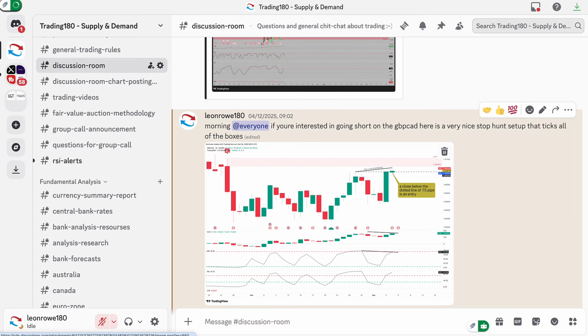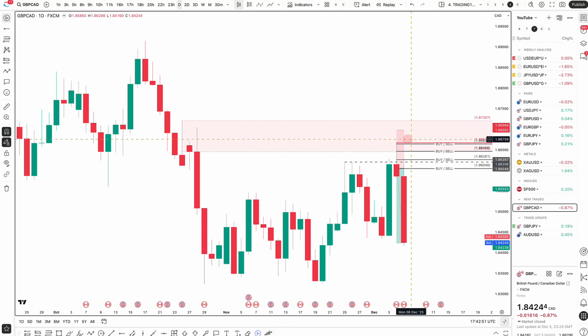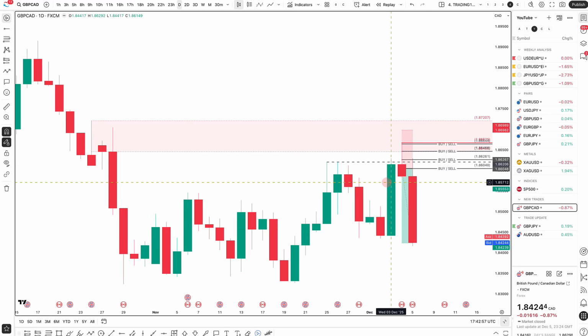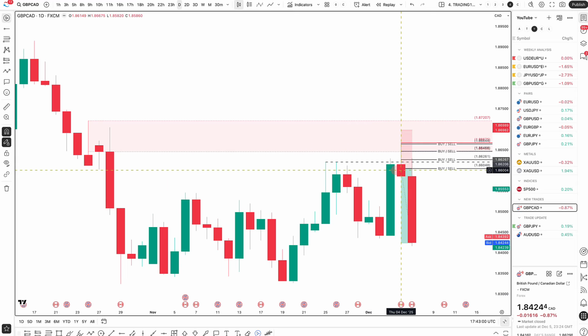But before that all played out, I did say to everyone in the group discussion room, in our private members group, on the 4th, that if you're interested in going short on the pound CAD, here's a very nice stop hunt setup that ticks all the boxes. It hadn't necessarily closed as a stop hunt then, but it was definitely looking like one, which it did turn out to be. But there were multiple ways you could have got involved in this. It wasn't just a stop hunt. In fact, it was a nice supply zone trade anyway.